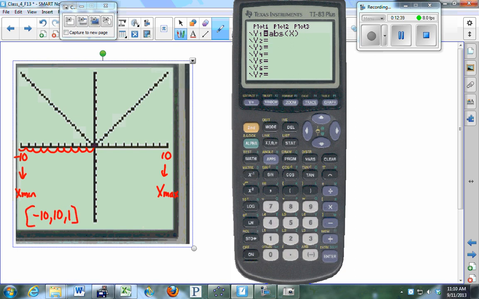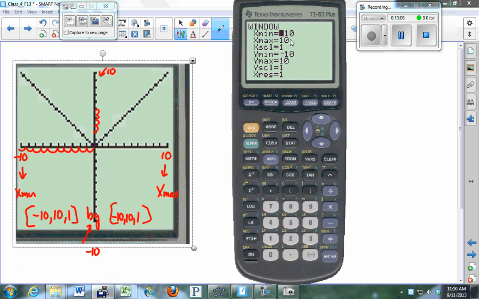That represents, so my viewing rectangle starts at X -10. It increments by 1 up to +10, and now my Y values are exactly the same. They start at -10, go up to +10, and they increment by 1. Okay. Now, if you want that to be any different, you go into your window. We looked at this the other day. You go into window, and you can change it.